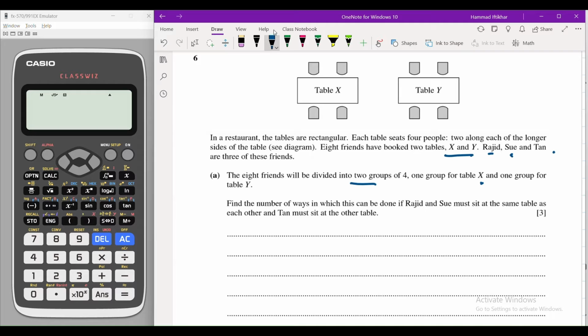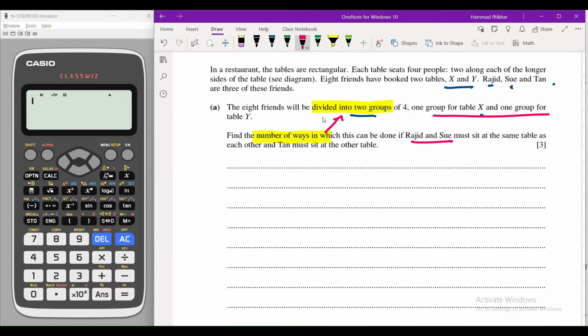Now, one thing that we should read very carefully, we're talking about division into 2 groups. The number of ways in which we can divide these 8 people into 2 groups of 4, given that Rajat and Sue are sitting at one table and Tan is sitting at the other table. So this is a combination problem.